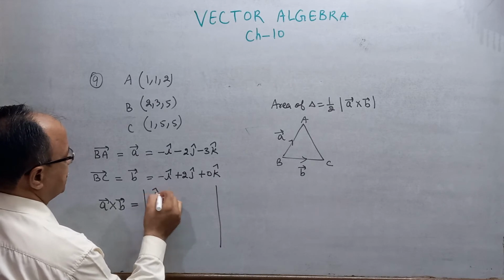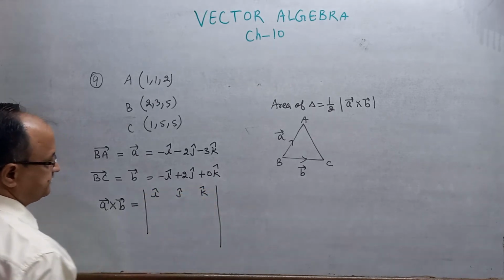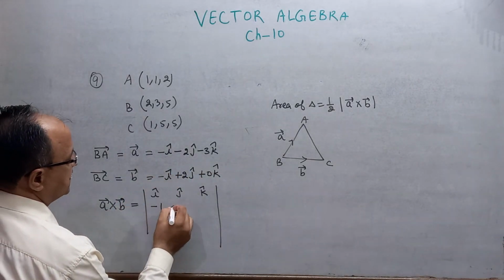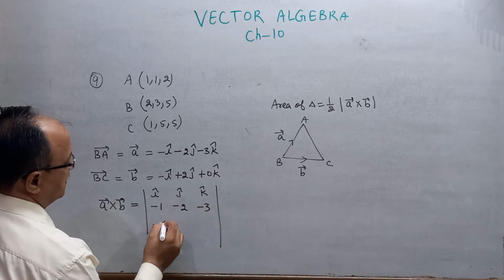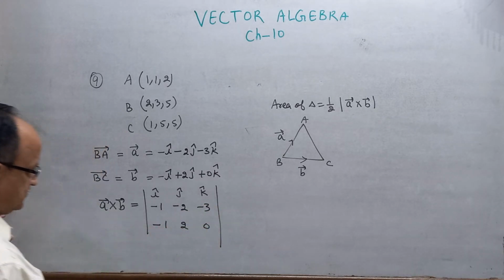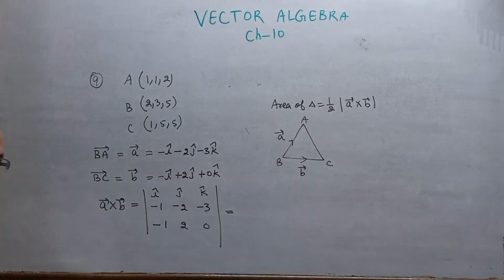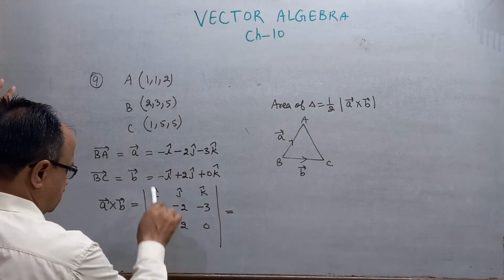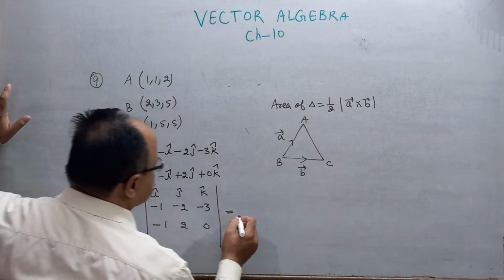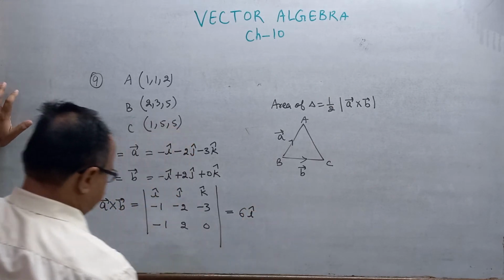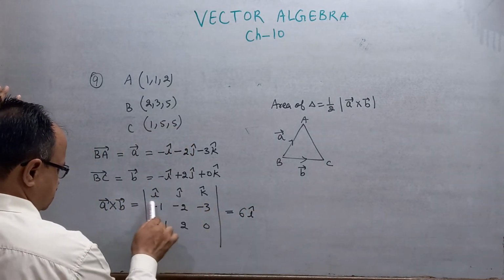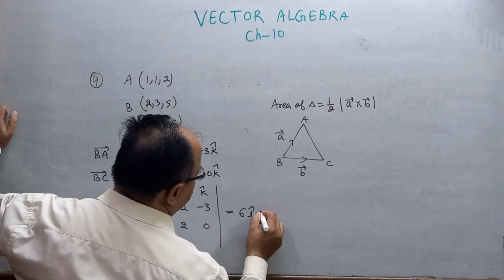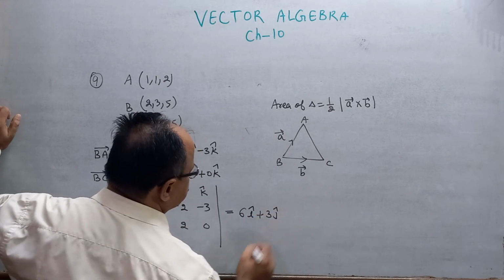A cross B, i cap, j cap, k cap, and the scalar components of vector A: minus 1, minus 2, minus 3, minus 1, 2, 0. Now expand along R1 using the properties of determinant. First row, first column cancel. This will be 0 minus 6, and again 6 i cap. This cancels, 0. This is minus 3, but there is already a negative sign, so that is 3j cap.